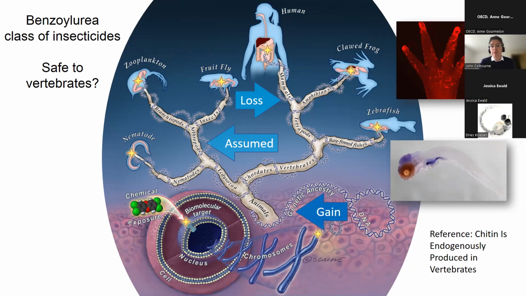And this was confirmed by experiments showing that chitin is in fact synthesized in the inner lining of the gut wall for developing zebrafish, and also found at the extremities of the hands and feet of the clawed frog. So these may actually be safe for humans, but they're clearly not necessarily safe for vertebrates.